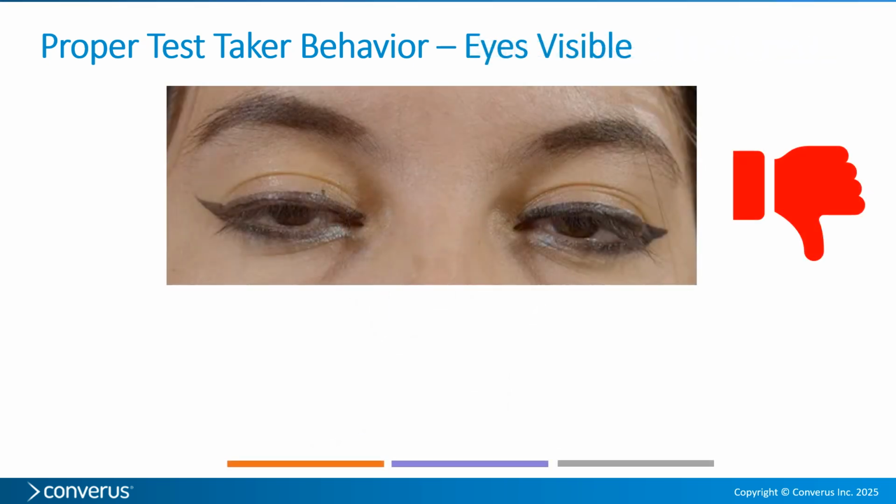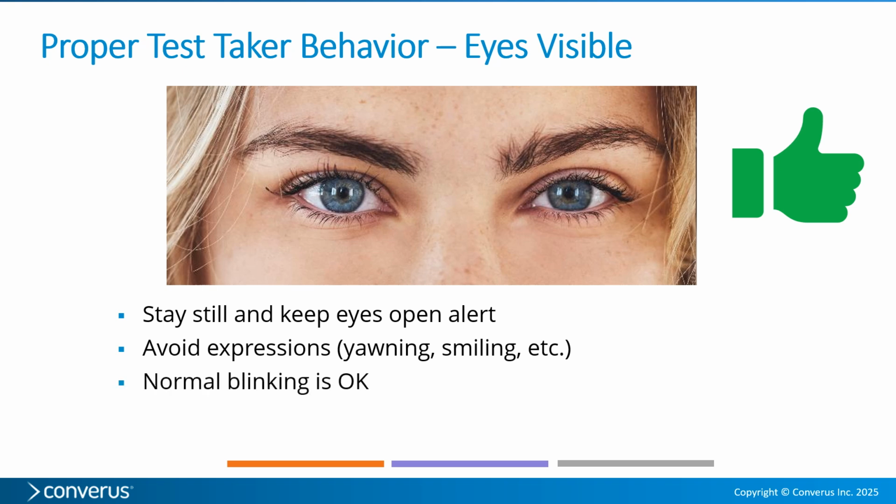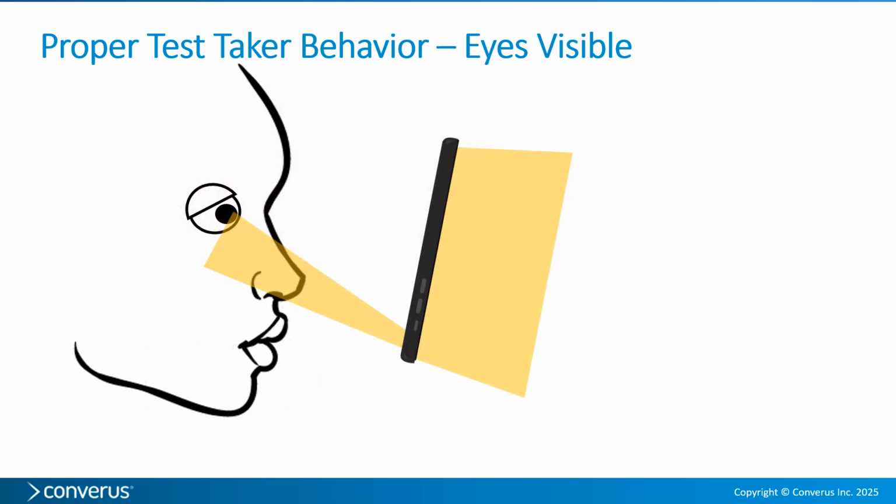The examinee must remain relatively still and keep their eyes open. The examinee should avoid expressions such as yawning or smiling, which makes the eyes squint. Normal blinking is okay. Excessive blinking, especially when responding to test questions, can negatively impact test results. The examinee should be engaged and alert.